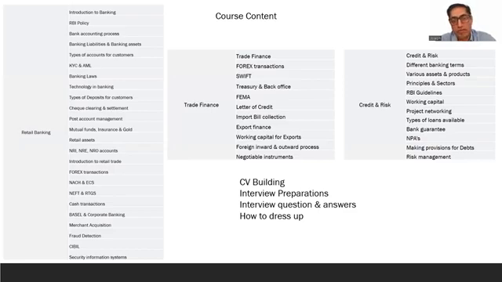You can talk about trade finance. In trade finance, we teach Forex, SWIFT, FEMA, letter of credit. In credit and risk, we talk about understanding the company, working capital, project networking, bank guarantees. And in CV building, interview preparation, interview questions, these are the things that we will cover.